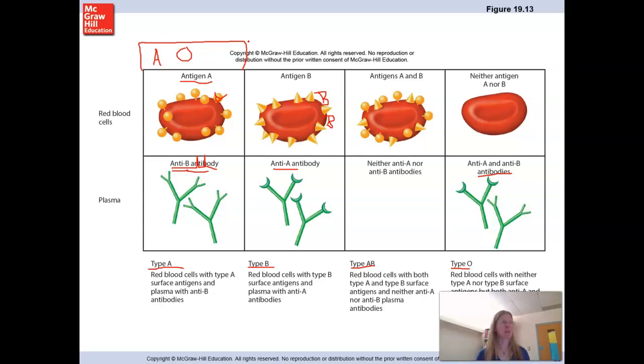Okay, how about type B? What should they be able to have?